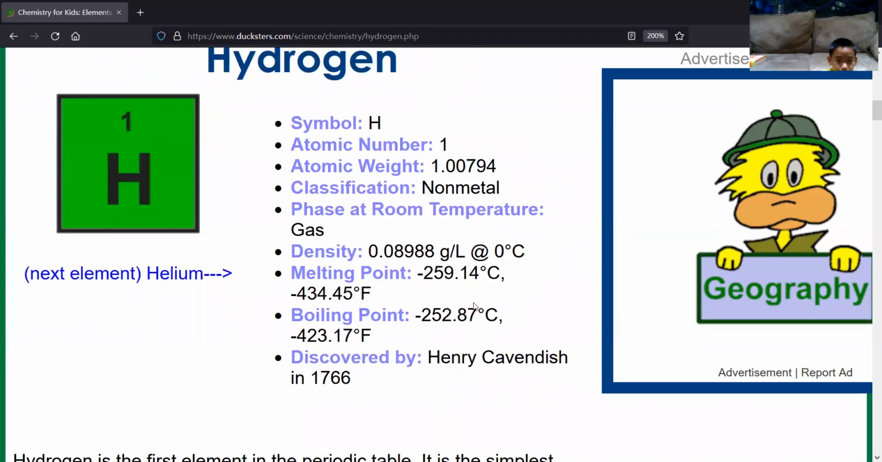Boiling point, negative 252.87 Celsius and negative 423.17 Fahrenheit. The difference is also 45 Fahrenheit. Discovered by Henry Cavendish in 1766.